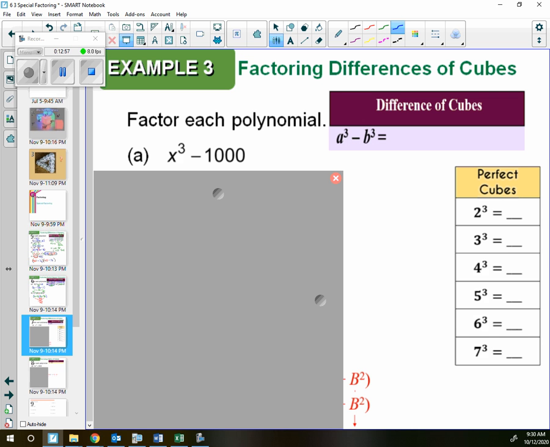So can you take a moment, pause the video and fill that in? Just go ahead, use your calculator, fill in this perfect cube chart so you have the numbers there so you can recognize them when they happen. So pause the video, go ahead and fill those in.